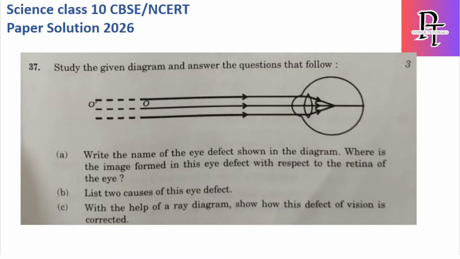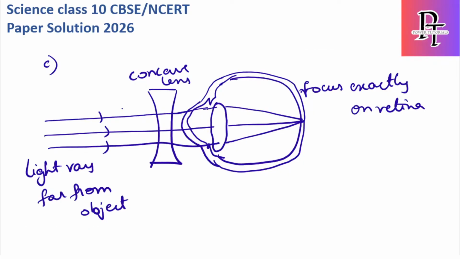With the help of a ray diagram, show how this defect of vision is corrected. So for this, we have to draw this diagram. We have to say that when the light rays are coming to this, we have to keep a concave lens. Concave lens, as I mentioned, the power is negative. Okay, and concave lenses are diverging lenses.